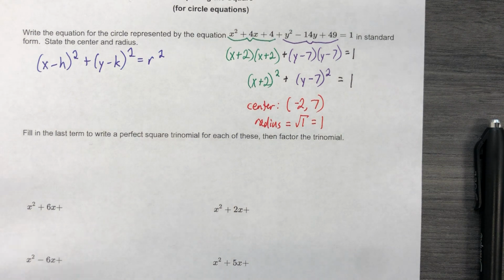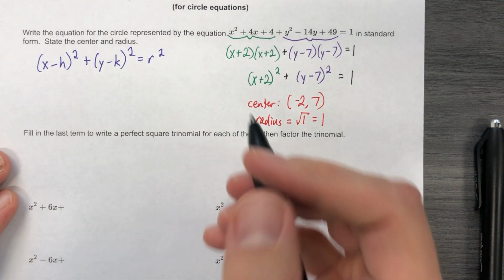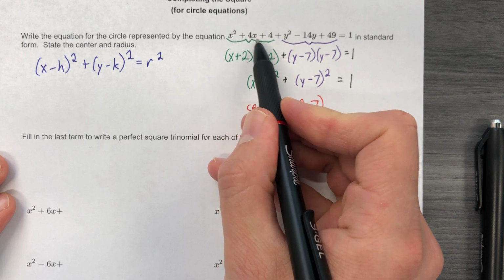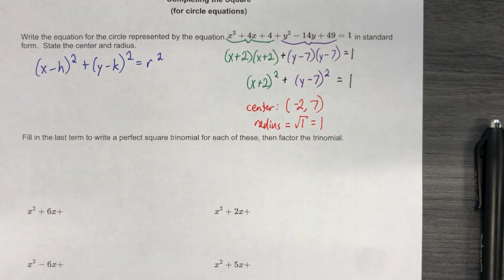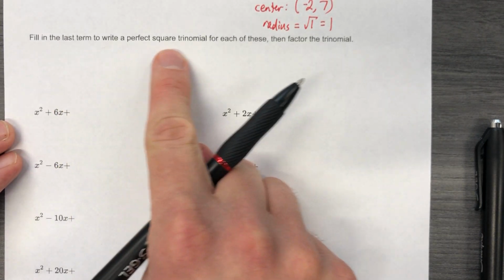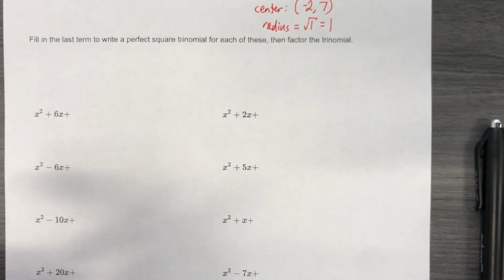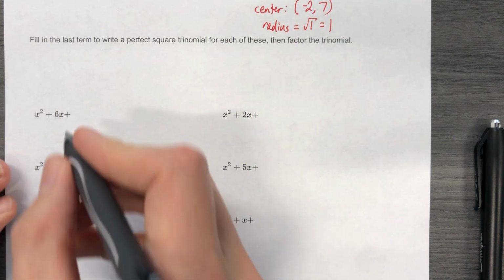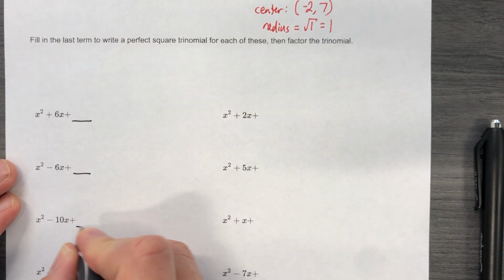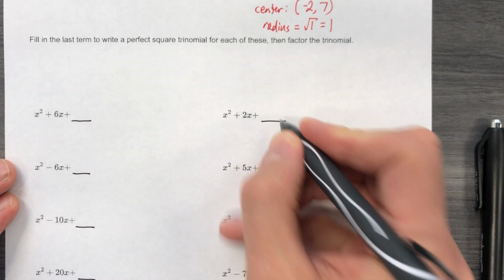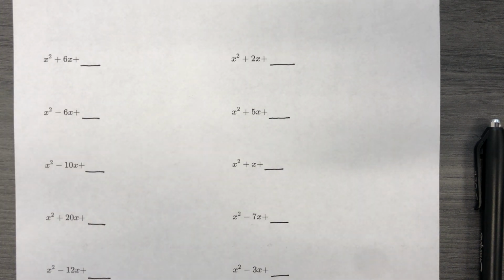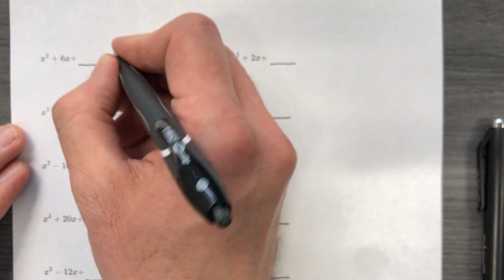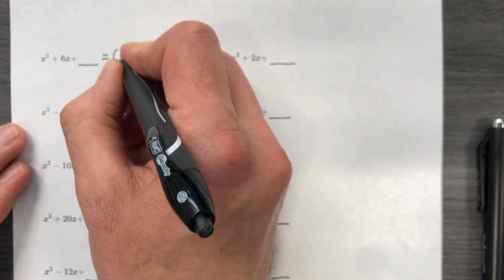Okay, so here is where we're going with this. We need to gain an understanding of perfect square trinomials. Lucky for us, in this first example, it was given to us, it factored beautifully, but now it's not going to be that way. So we're going to fill in the last term to write a perfect square trinomial for each of these and then factor the trinomial. There's going to be a blank here, and that's the way I like to do these types of problems. We're going to fill in that blank with something that will cause this to factor. Okay, so I'm going to make it factor into x and x.